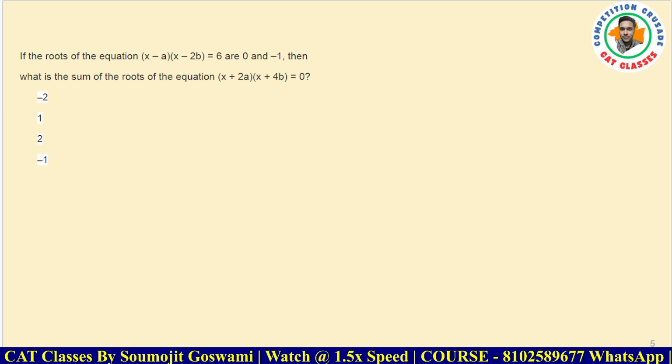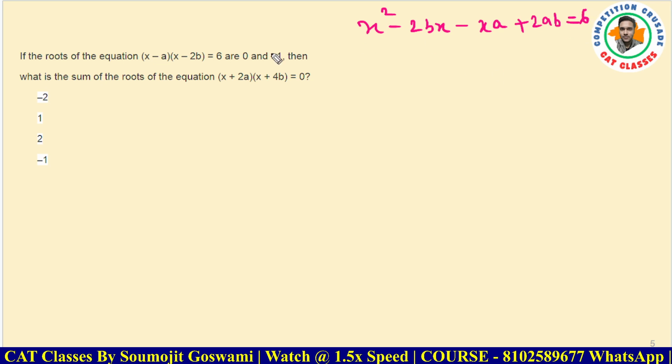If the roots of the equation (x minus a)(x minus 2b) equal to 6 are 0 and minus 1, then what is the sum of the roots? Okay, you have to do some work with this. So this is going to be x square minus 2bx minus xa plus 2ab. This is equal to 6.